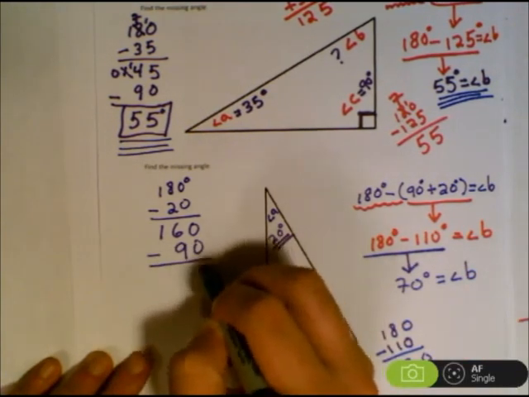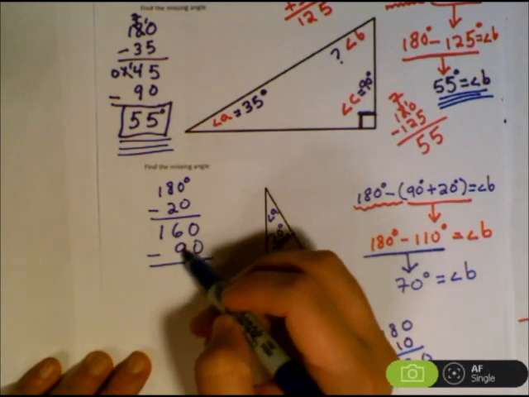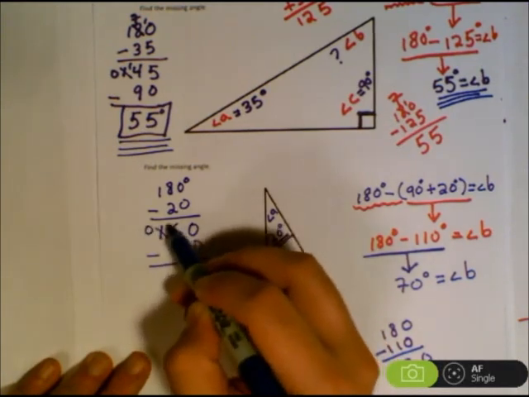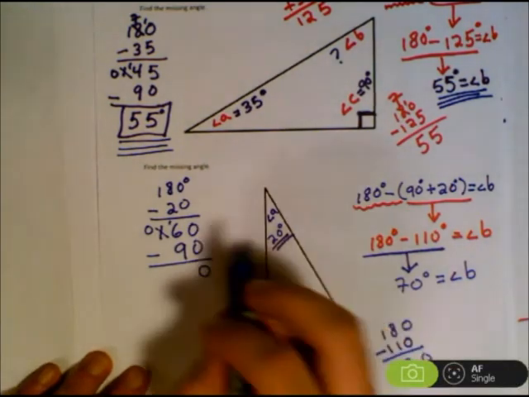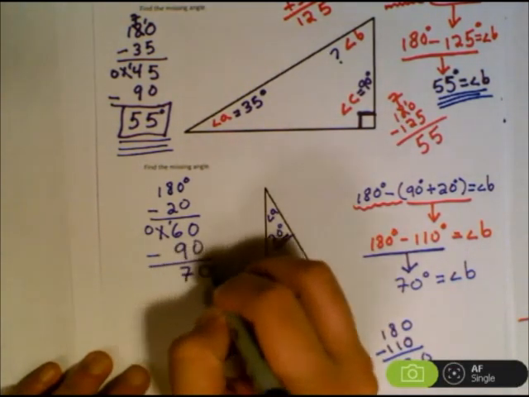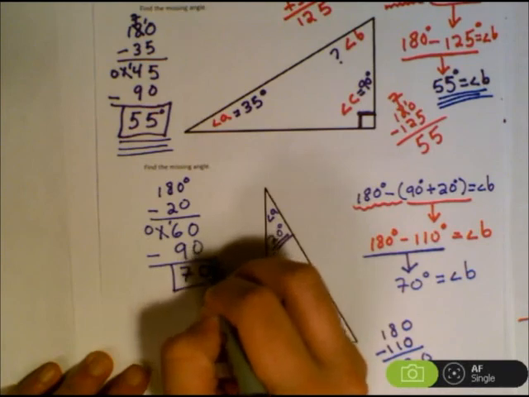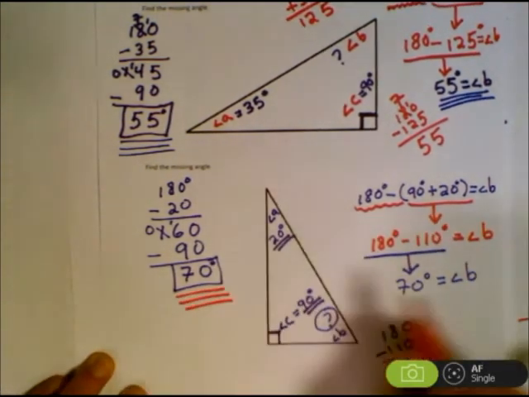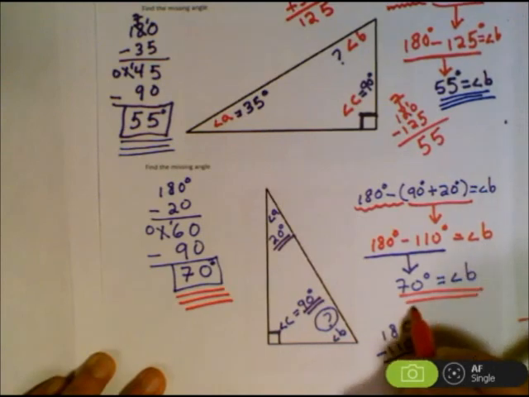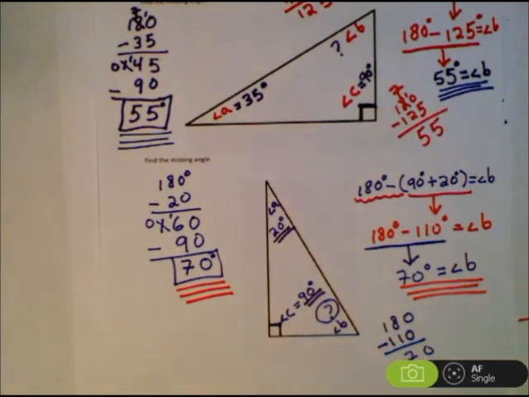0 minus 0 is 0. Cannot take away 9 from 6, so I have to borrow from the 1. That'll make it a 16. 16 minus 9 is 7. So this will be our answer here, 70 degrees. Now let's look at this. This measure equals that measure. So no matter which way you want to solve for the missing angle, you will always get the same angle.